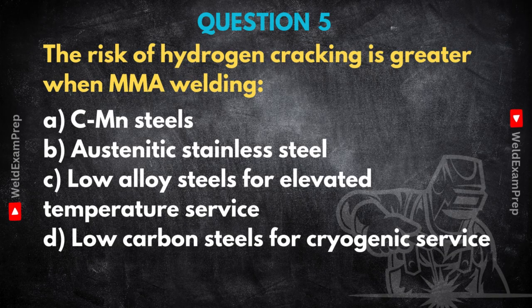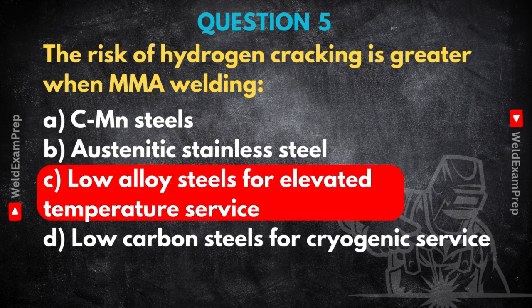This ties together material science and practical welding risks. The highest risk among these options is with C, low alloy steels for elevated temperature service. Okay, why those specifically? All right, let's quickly recap. Hydrogen cracking needs hydrogen, stress, a susceptible microstructure, and low enough temperature. Low alloy steels designed for high temp service, think power plants, refineries, are often higher strength. They get that strength partly from alloying elements and sometimes heat treatment.